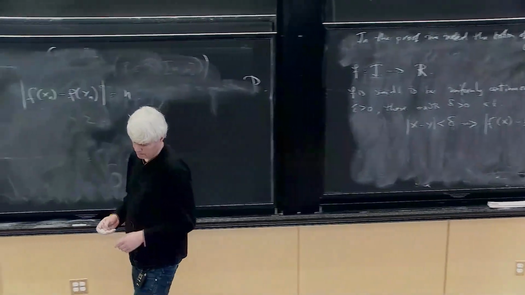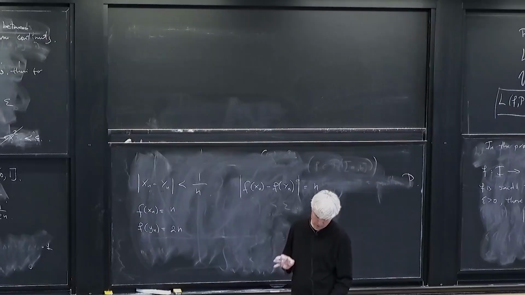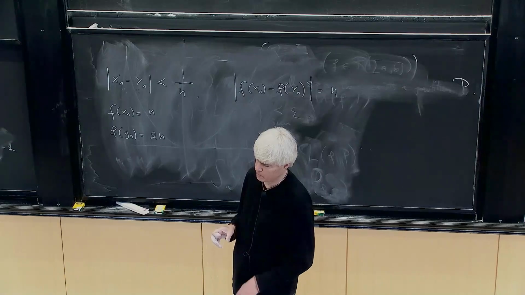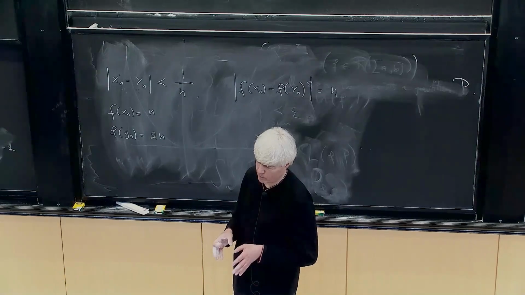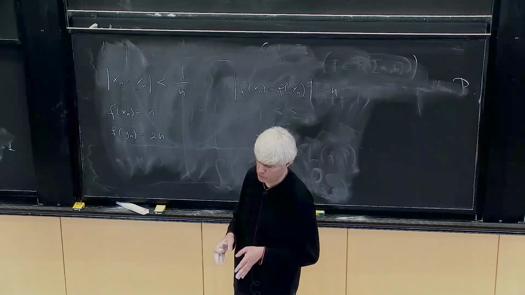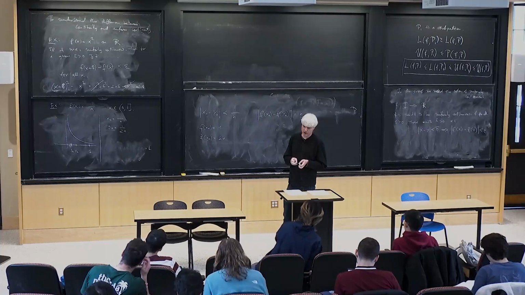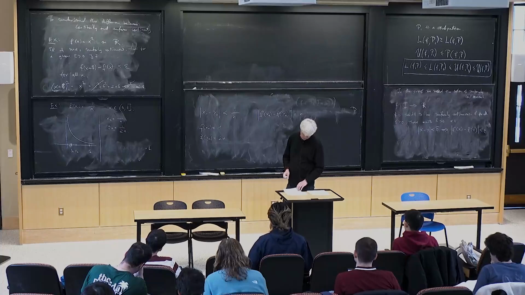Okay, so anyway, uniform again means that for a given epsilon, you can use the same delta at all points. Otherwise, for continuity, you were always fixing one of the points, and then you were looking at other points close to that point, okay?